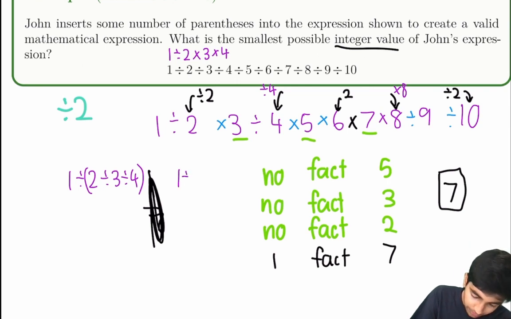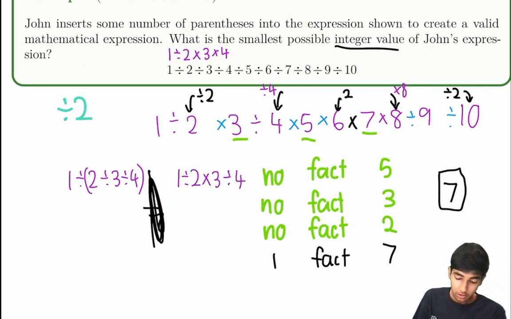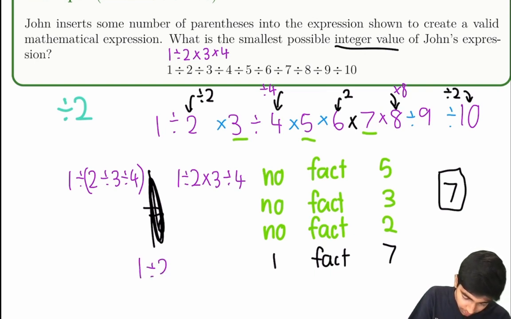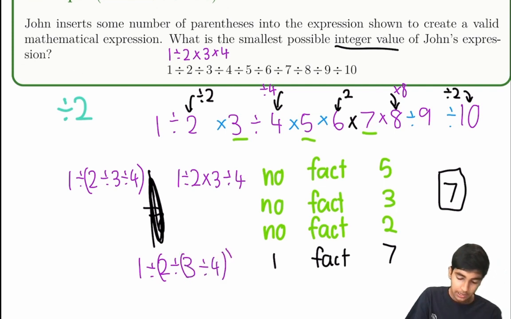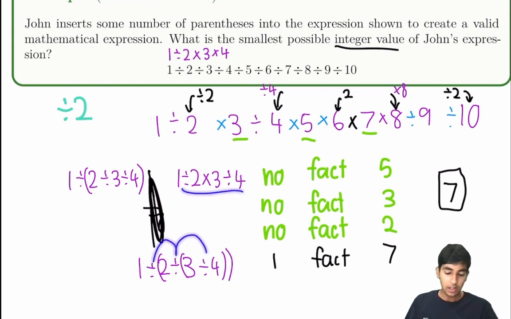Or if you wanted 1 divided by 2 times 3 divided by 4, you would just do 1 divided by 2, and then 2 divided by 3, and then inside here divided by 4. The point is, the number of parentheses will eventually cancel out to form the expression that we want it to form.